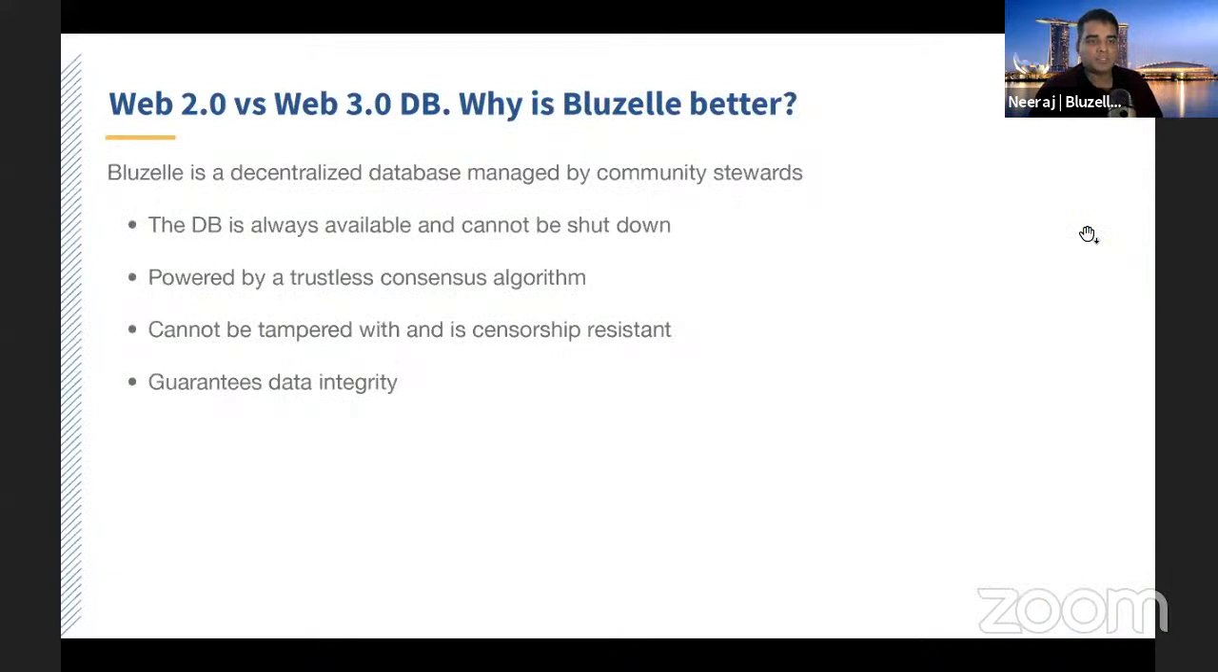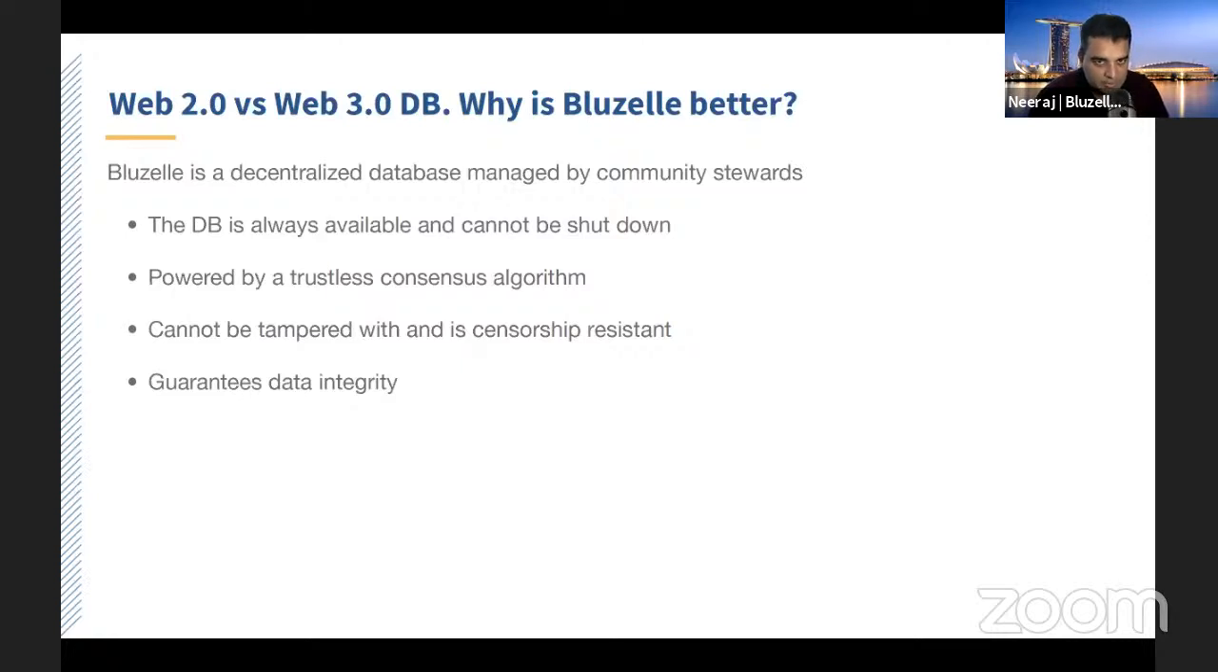All right. So I'm going to go through 5 questions that I've selected that I believe are pretty critical to understanding Web 2.0 versus 3.0, especially in the context of the database. So the first question is Web 2.0 databases versus Web 3.0 databases. Why is Bluzelle better? And implicitly, I'm going to answer a few questions about 2.0 versus 3.0.